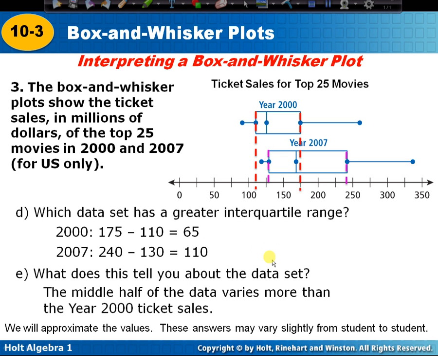Honestly, you can look at the box and whisker plot you're given and tell right here, because 2007 has a wider box. That shows us, based on the number line, that it's going to have a wider or greater interquartile range. Part E says, what does this tell you about the data set? The middle half of the data varies more than the year 2000 ticket sales. Go ahead and make sure you have D and E written before you move on.